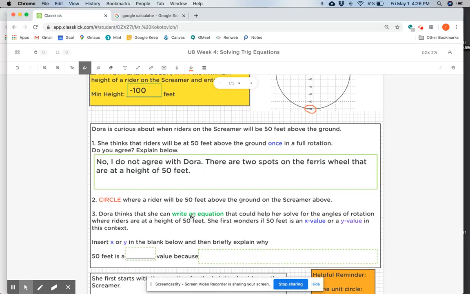Dora thinks that she can write an equation that could help her solve for the angles of rotation where riders are at a height of 50 feet. She first wonders if 50 feet is an x value or a y value in this context. Insert x or y in the blank below and then briefly explain why.